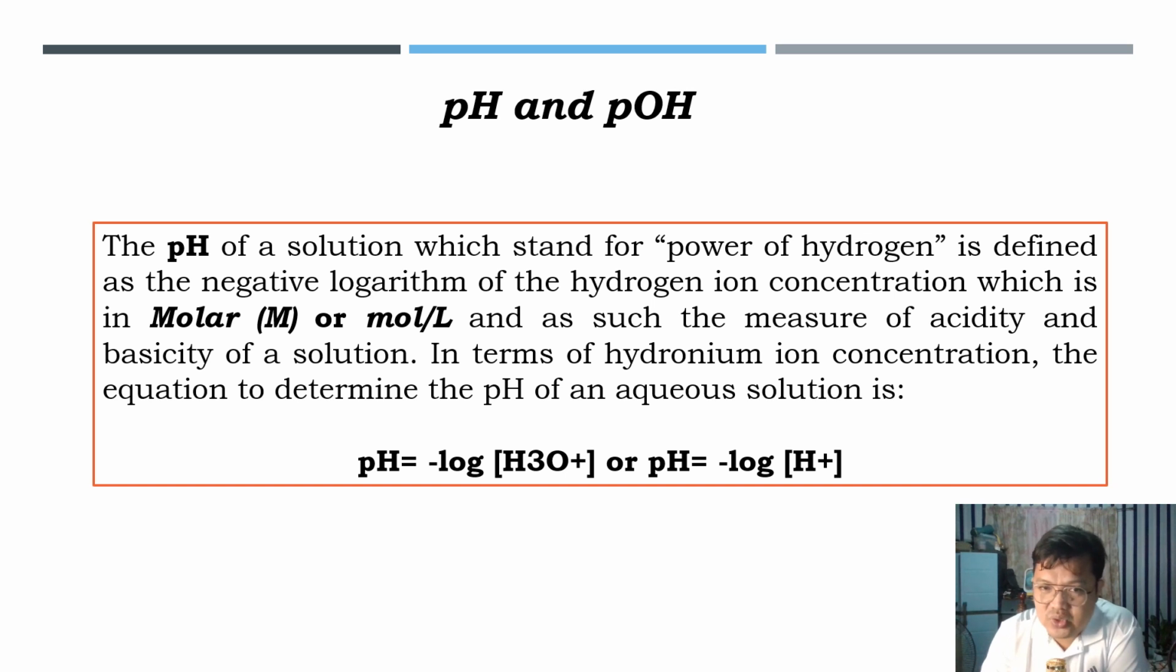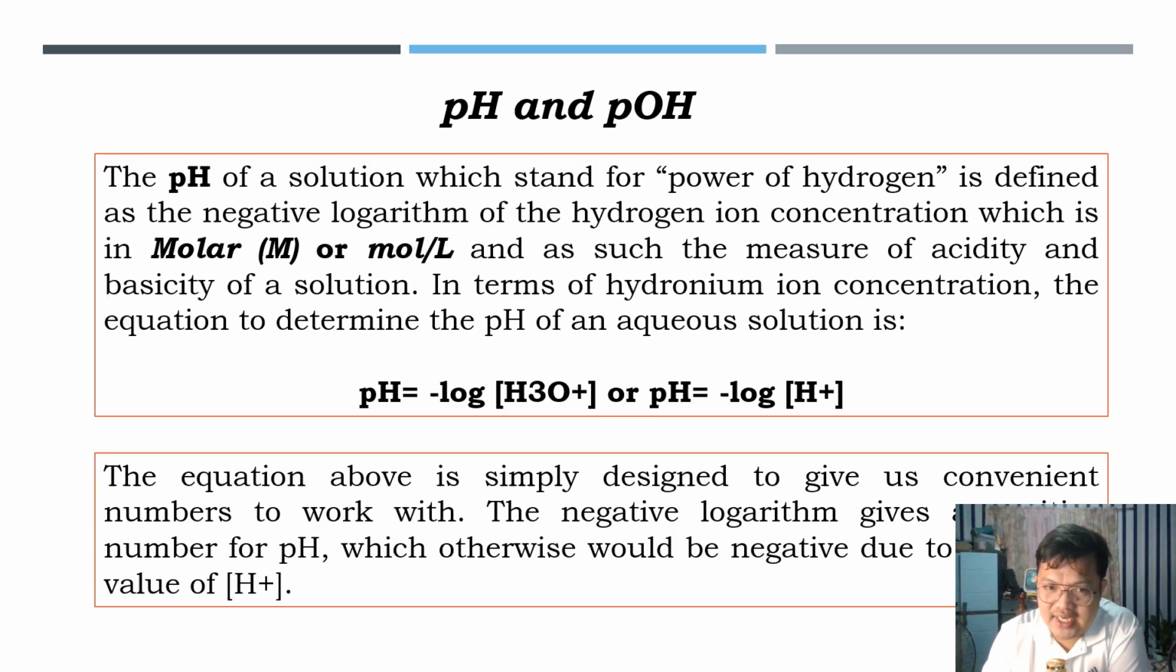The pH of a solution, which stands for power of hydrogen, is defined as the negative logarithm of the hydrogen ion concentration, in molar or mole per liter, and as such, the measure of acidity and basicity of a solution. In terms of hydronium ion concentration, the equation to determine the pH of an aqueous solution is pH is equal to negative log H3O plus, or pH is equal to negative log H plus. We will have this formula a little later, and then we'll try to solve some problems here.